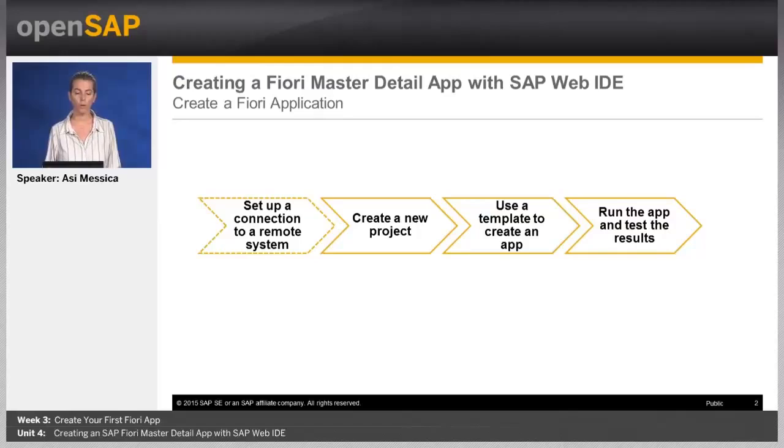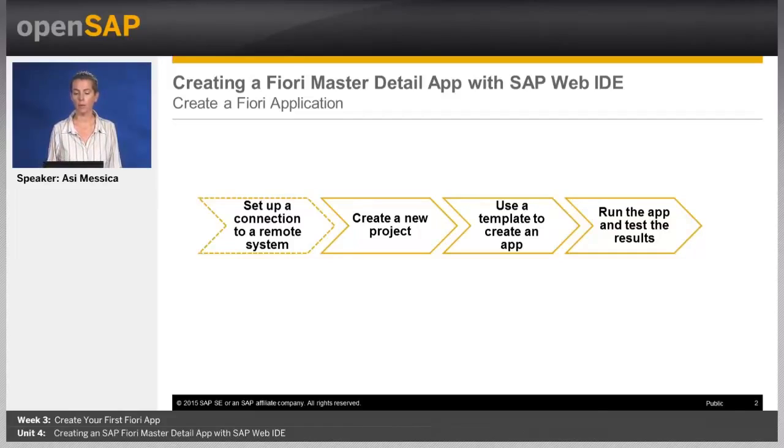First, I will show you how to set up a connection to a backend remote system in order to consume the data through an OData service in your app. This is a step that you have to do only once, and then you can create many projects and many applications which consume data from this same backend system.